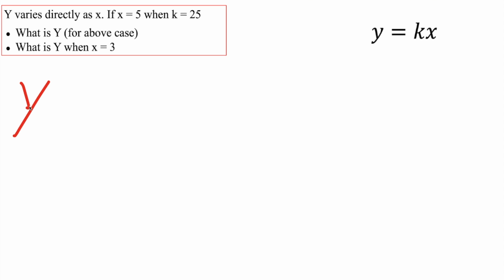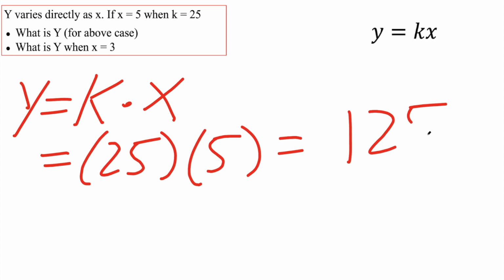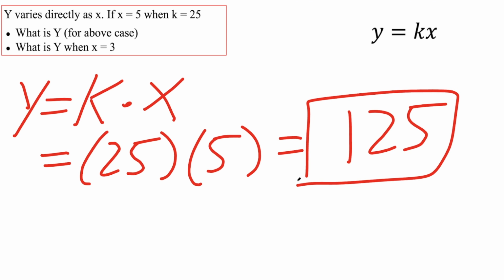That's not a problem. So y is equal to k times x. We know k is given as 25, and we're given our x value as 5. So 25 times 5 would give us 125 for our y value.